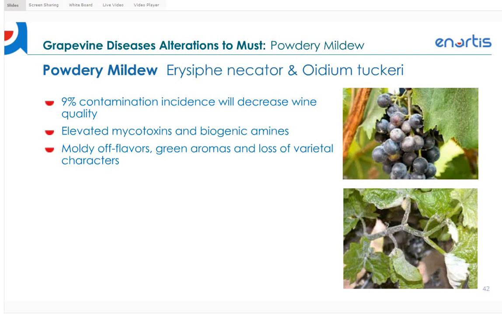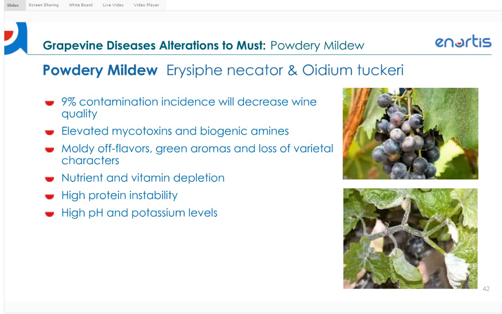There's nutrient and vitamin depletion. There's very high protein instability, and this is related to pathogenesis-related proteins, PR proteins, which can really increase the level of bentonite fining and protein stabilization techniques that need to be applied. There's a lot higher level of potassium in powdery mildew infected musts, and this increases the pH of wines.